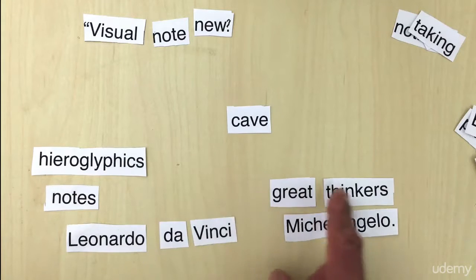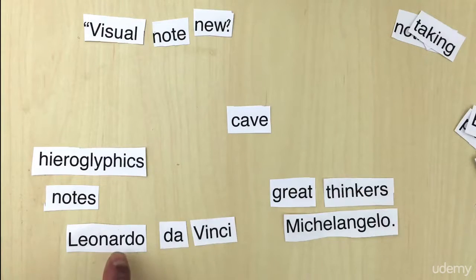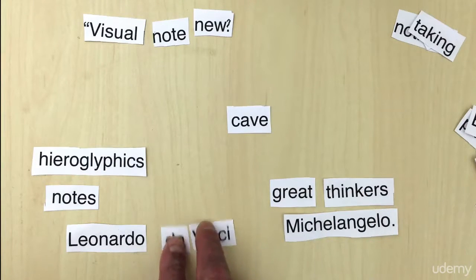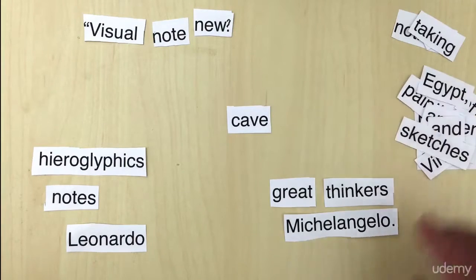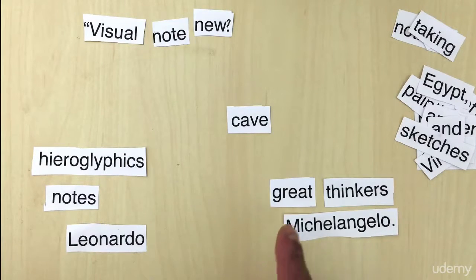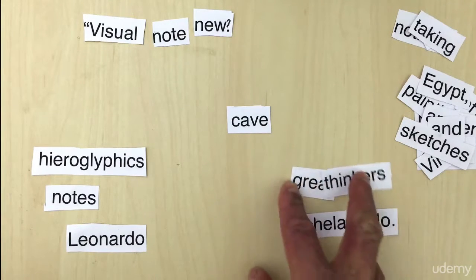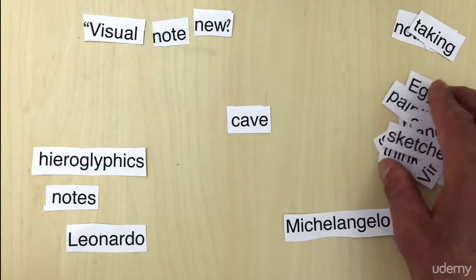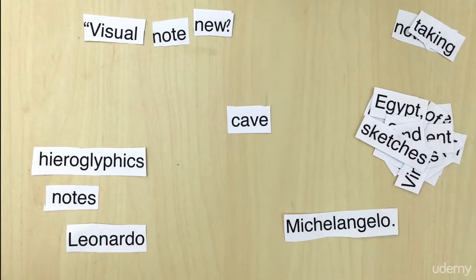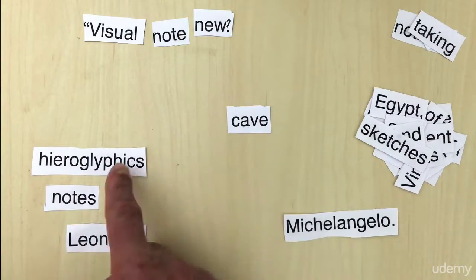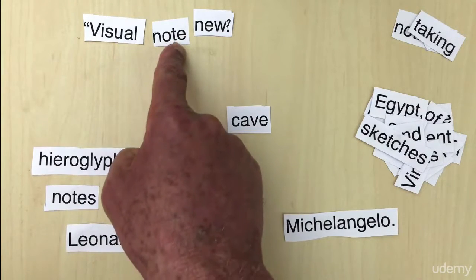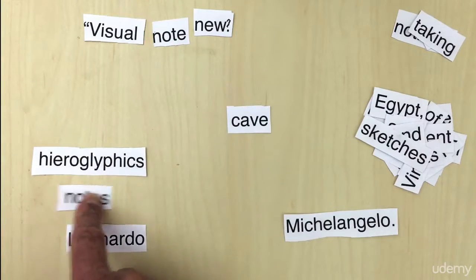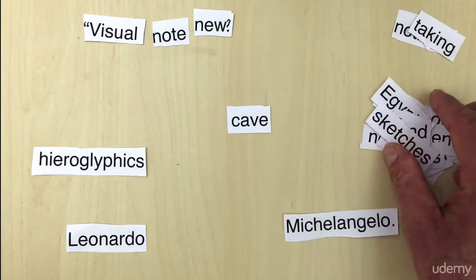Notes of great thinkers. Well, we kind of know Leonardo. I don't need Da Vinci. Leonardo's enough. So that leaves great thinkers. I don't really need great thinkers because we know Leonardo and Michelangelo are great thinkers. So that leaves us 1, 2, 3, 4, 5. Now, notes. We're already talking about notes. So we don't really need notes anymore.